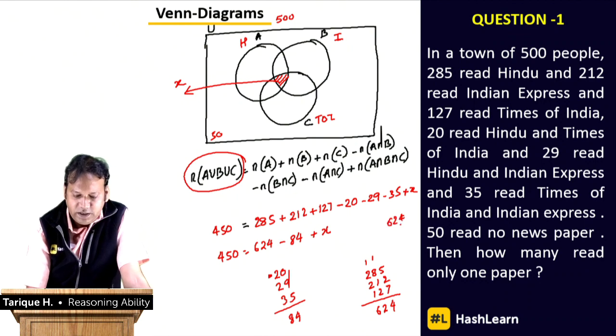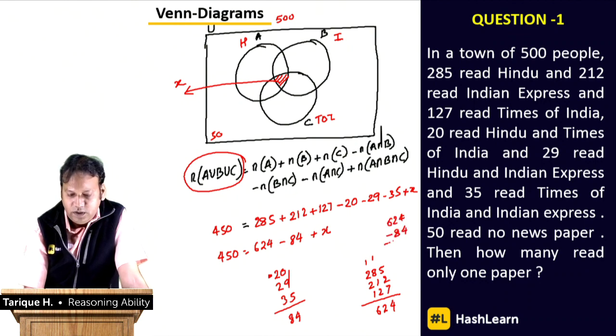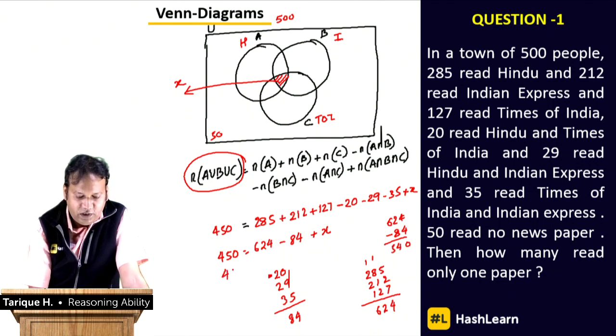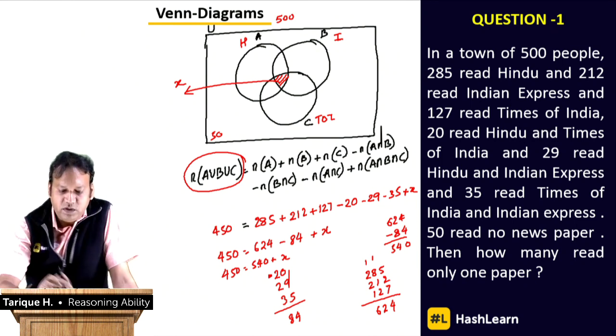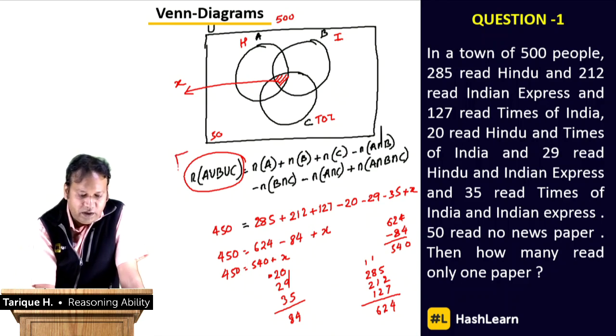So 624 minus 84, that is 0 in the units place, and 62 minus 8, that is 54, so 540. 450 equals 540 plus x. In fact, if the values are wrong, otherwise x will be equal to this difference. So I think something with the values here is wrong.